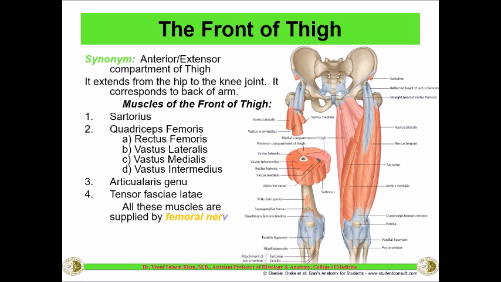All these muscles are supplied by a single nerve. This is called the femoral nerve. So all these muscles are supplied by the femoral nerve, and the arterial supply to all these muscles is by an artery called the femoral artery, and the venous drainage is by the femoral vein. So everything is femoral here. All these muscles are supplied by the femoral nerve, femoral artery, and these are drained by the femoral vein.